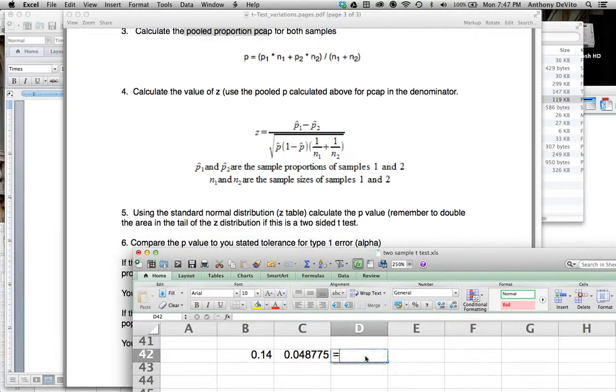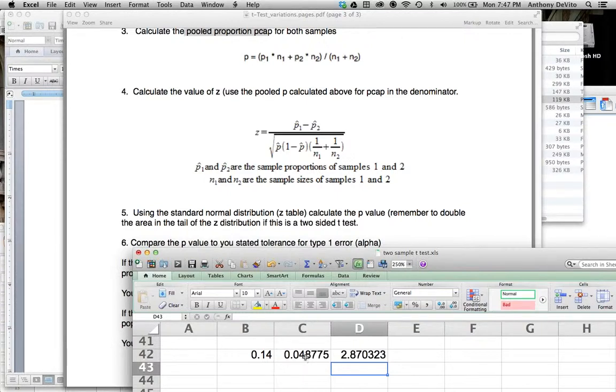So what is my t-score equal to? It's equal to 0.14 divided by 0.04. Excuse me, not t-score. What is it again? Z-score is equal to 2.87. What's my critical value of Z for alpha is 0.05?